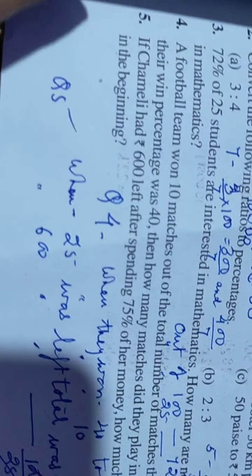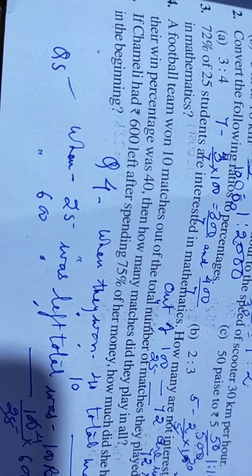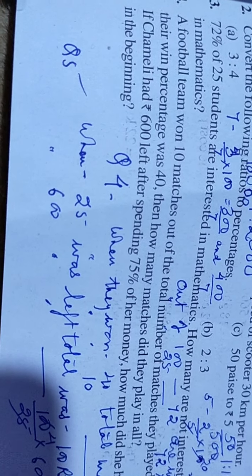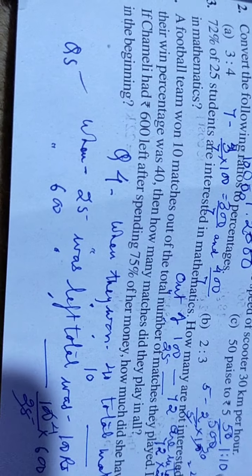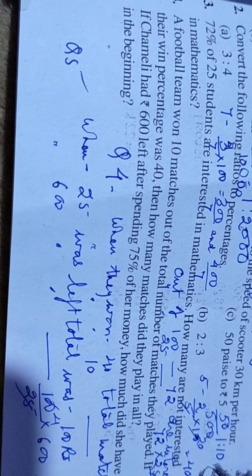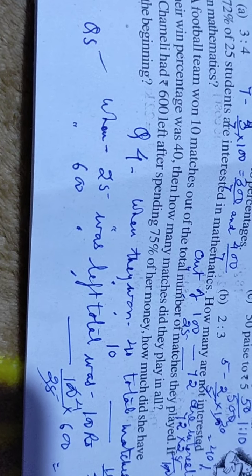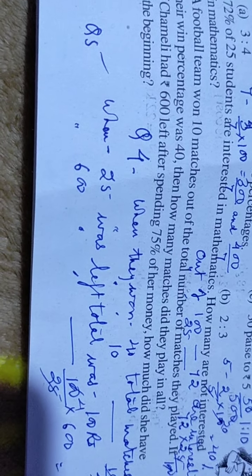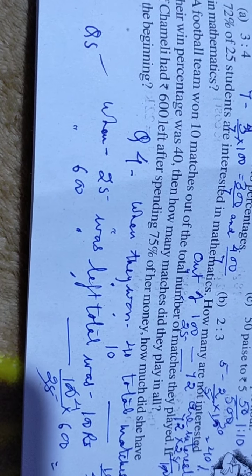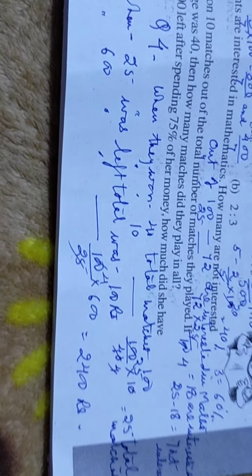Question number 3. 72% of 25 students are interested in mathematics. It means if the total number is 100, then 72 are interested in maths. And the total here is given as 25 students. So you will find out how many are interested and how many are not interested. They are asking how many are not interested. First we will find out how many are interested. So out of this 100, 72 are interested. So out of 25, 18 are interested. So how many are not interested? 25 minus 18, 7 are not interested.